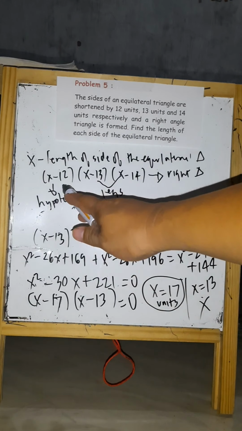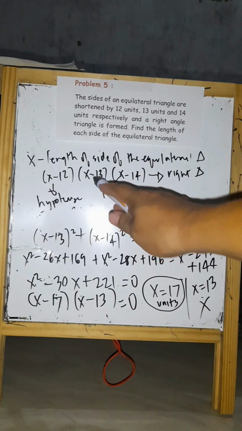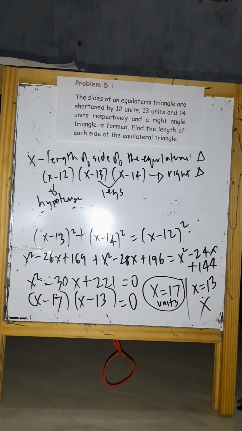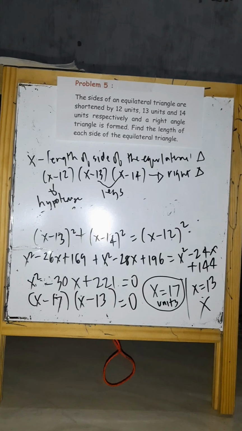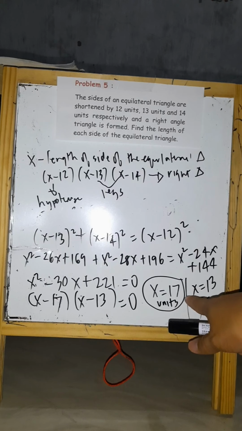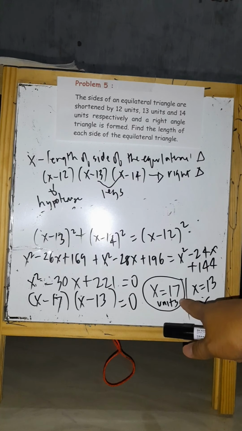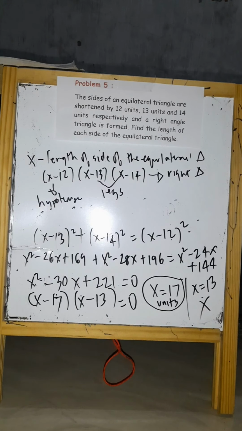So 17 minus 12 is 5, 17 minus 13 is 4, 17 minus 14 is 3. So the sides are 3, 4, 5, which can exactly be the sides of a right triangle. 3 units, 4 units, and 5 units. So originally, the length of each side of the equilateral triangle is 17 units. Now we go to number 6.